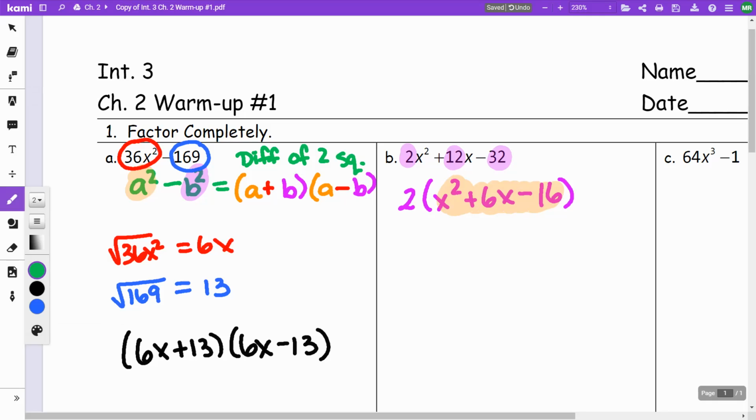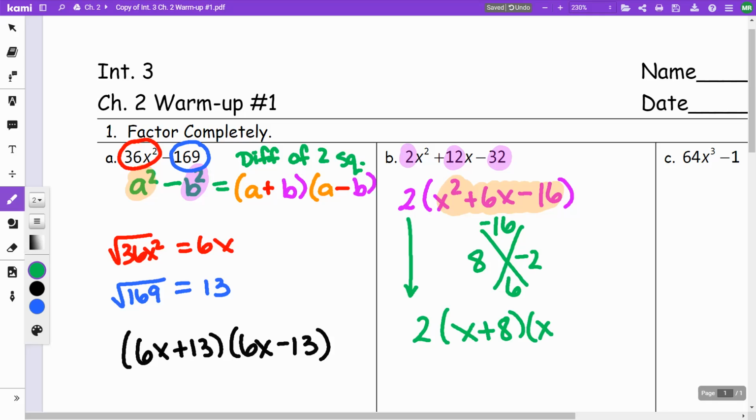So this is one that's just going to be a plain old diamond. I'm going to ask myself, is there anything that multiplies to negative 16 and adds to 6? And I'm thinking positive 8, negative 2. So do not forget to bring the 2 down because that is still going to be a factor. And then I'm going to get 2 times x plus 8, x minus 2 for my answer.